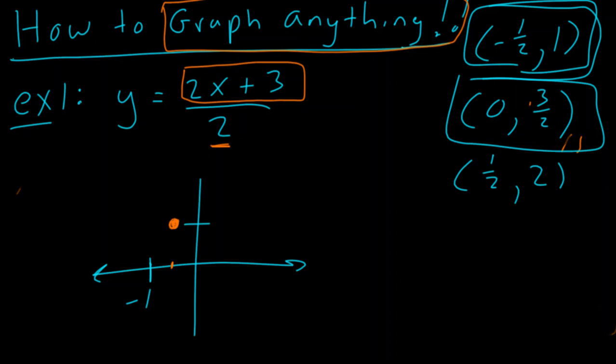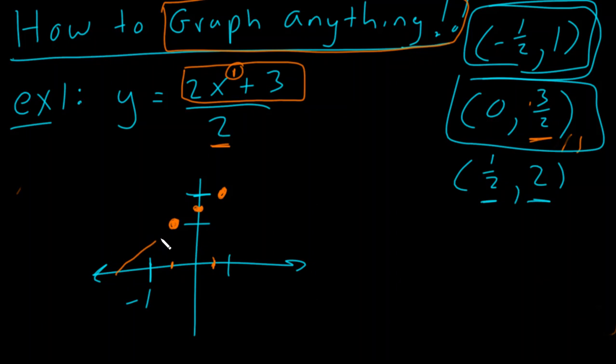I know that 3 halves is really 1.5, so my very next point would be here at 0, 3 halves. And then I know that my very next point is positive 1/2, 2. So if I go to the right half a unit and then I go up 2, I have my point. Now the last thing to note is this is a linear function because the x has a value of 1.